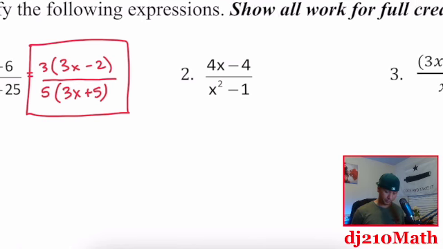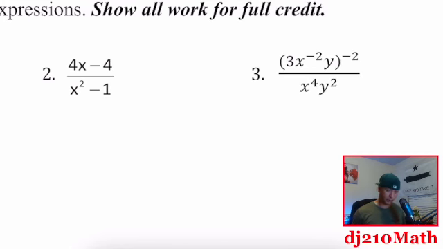Okay, number 2. Again, GCF in the numerator. 4 is common to both 4x and 4. So this is going to be 4 comes out, x minus 1. Right, because when you put it back in, 4x minus 4.